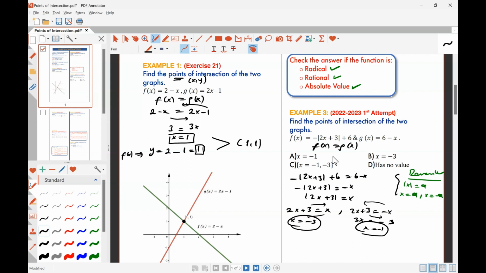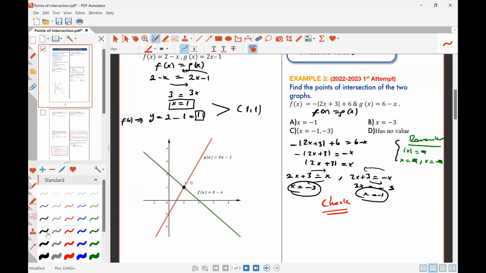So which one is true? So I need to check. I have a lot of possibilities. So let's check our answer. Since the function is absolute value, we need to check. How do we check? We substitute negative 3 into this equation, f equals g. So negative absolute value 2 times negative 3 plus 3 plus 6. This is for f, the left hand side. Is it equal to the right hand side, g of x part? 6 minus 3. 6 minus 3 is 9.